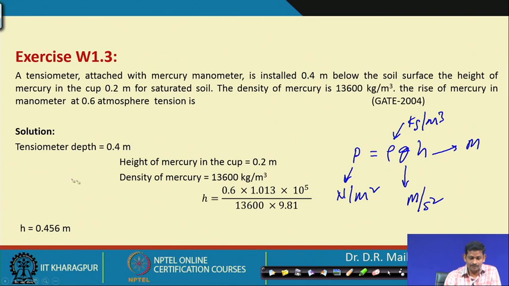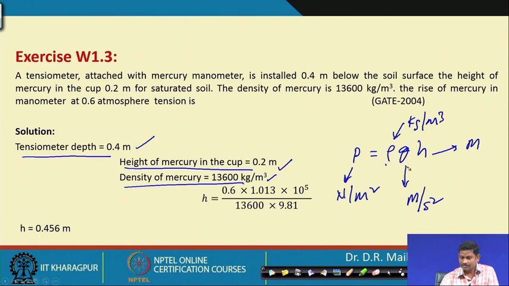Okay. So, the tensiometer depth 0.4 meter, we are not going to use that, and the height of mercury in the cup 0.2 meter, okay, and the density of mercury is given. G we know 9.81, and the pressure is 0.6 atmospheres. Substituting here, H is equal to P by rho g. So, the P is 0.6 atmospheres.